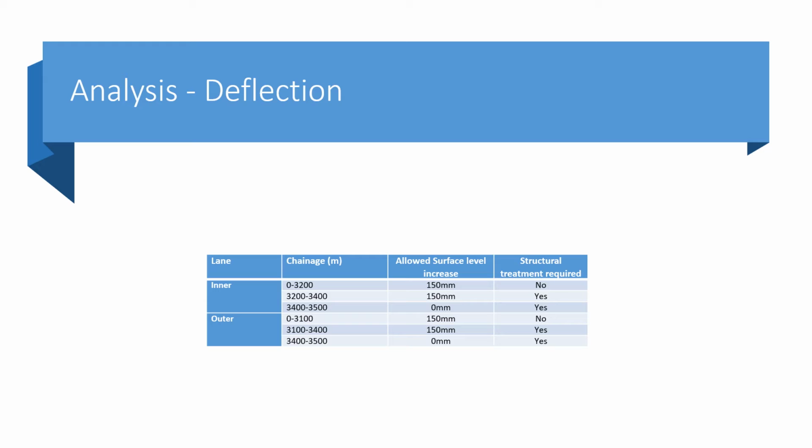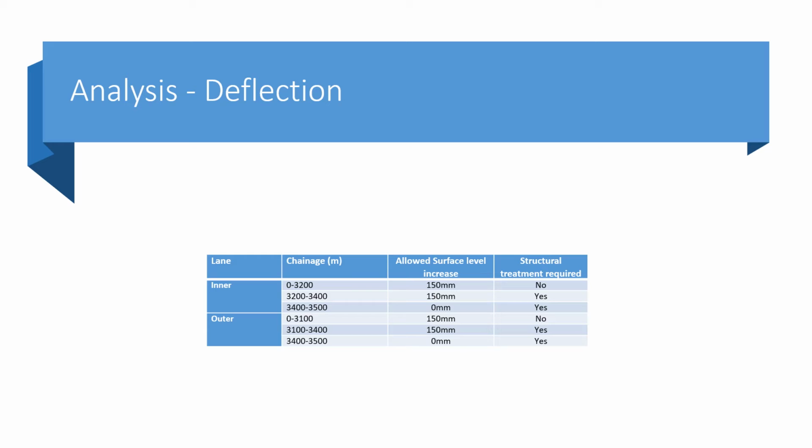Based on the roughness index and deflection measurements, structural pavement strengthening or overlay treatment is not required for most of the road section, except for chainage 3200 to 3500 metres along the inner lane and chainage 3100 to 3500 along the outer lane. As the subject treatment area is closer to the saltwater bridge, it is recommended the section between 3400 and 3500 metres should be fixed at the same level.